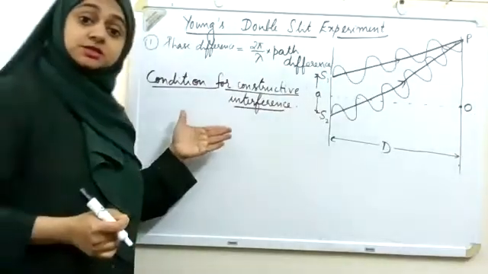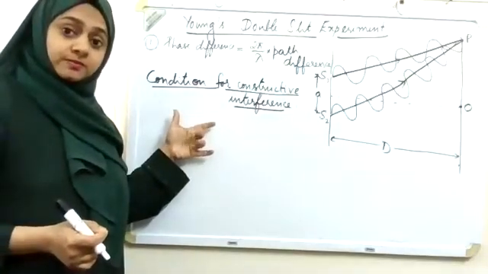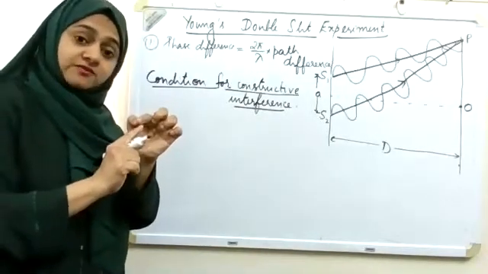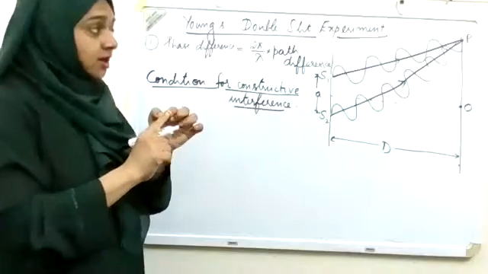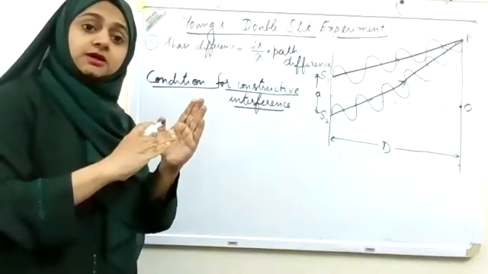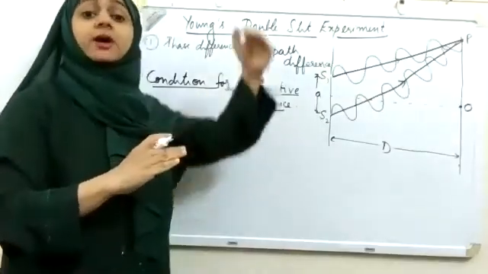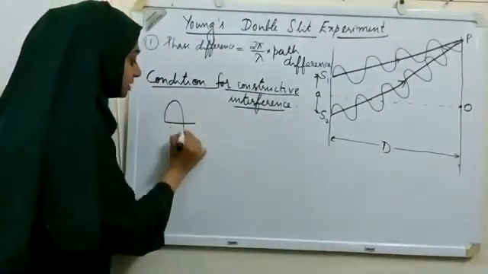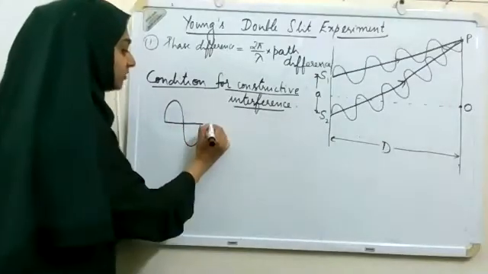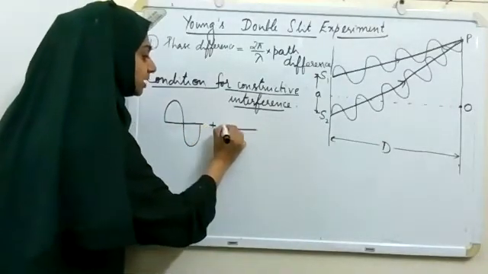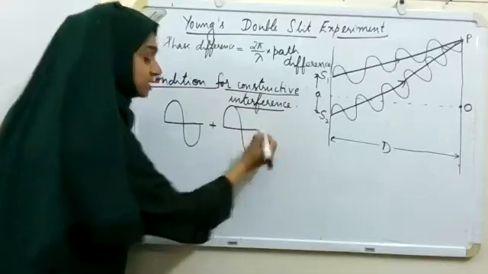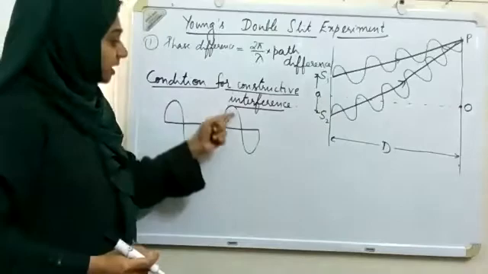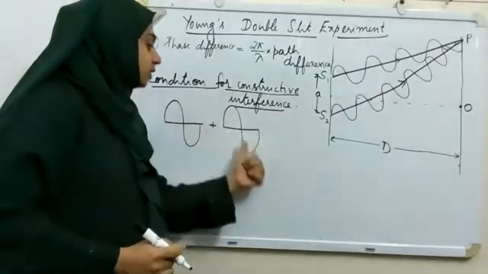What is meant by constructive interference? When two waves of the same phase meet each other, what happens? The resultant wave will have maximum intensity. Suppose you have two waves. This is one wave, and if it meets with another wave which is in phase, means their crest goes up together and their trough goes down together.